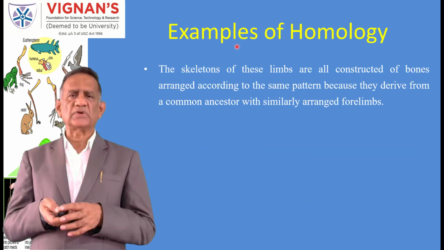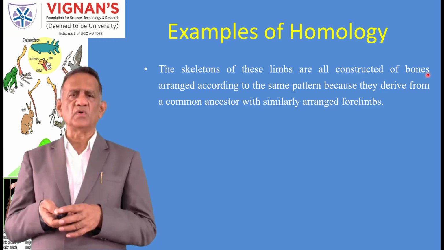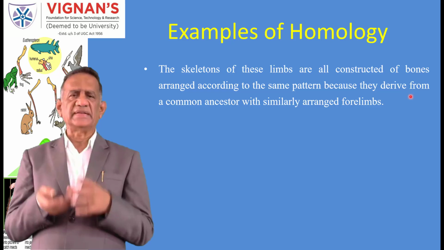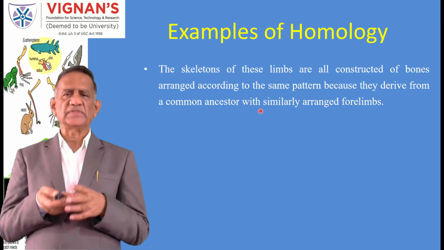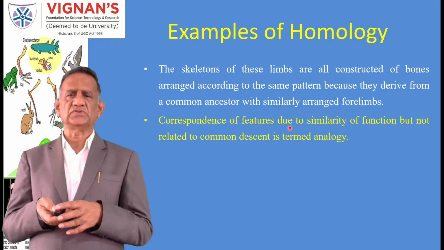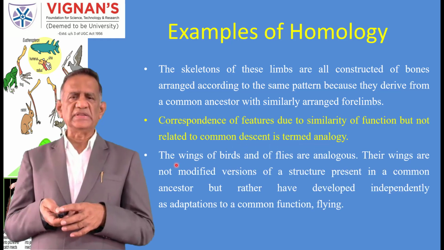Examples of homology: the skeletons of these limbs are all constructed of bones arranged according to the same pattern, because they derive from a common ancestor with similarly arranged forelimbs. Correspondence of features due to similarity of function but not related to common descent is termed analogy. So the wings of birds and flies are analogous.